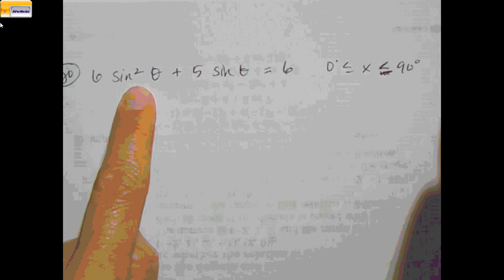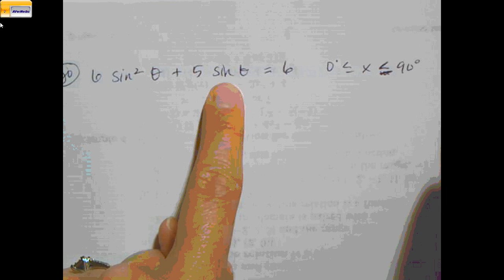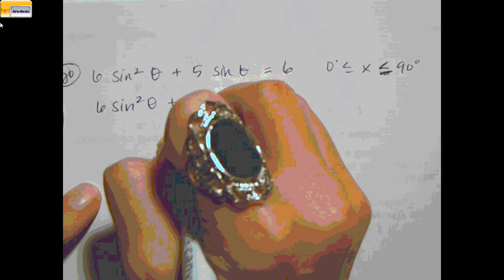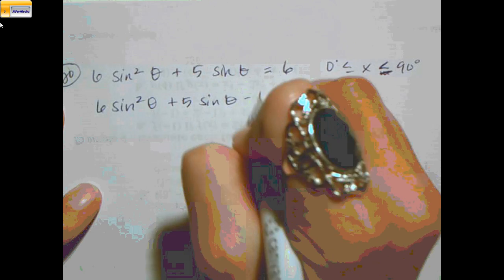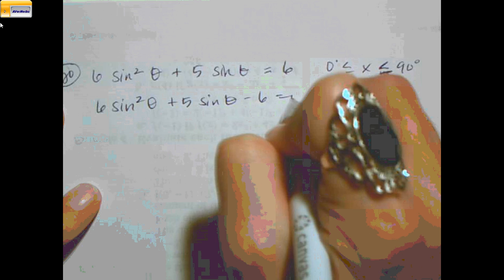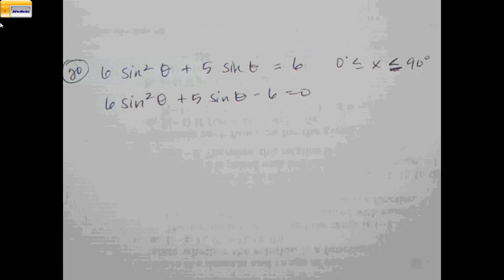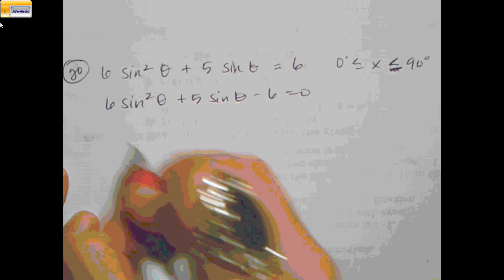Okay, I'm looking at this, and I see something squared, something not squared, and then just a constant. Sounds like it's a quadratic to me. So let's write 6 sine squared theta plus 5 sine theta, and subtract 6. It's a good one to do. This one is factorable.